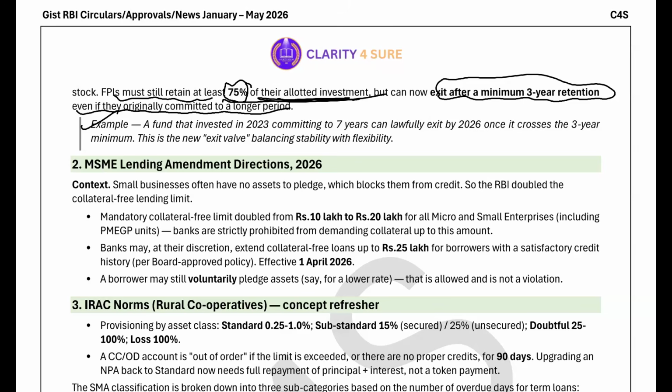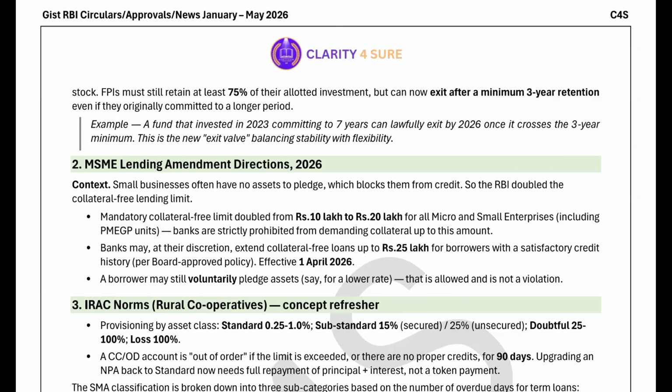If you will read the example, you will understand it clearly. A fund that invested in 2023, committing to 7 years, can lawfully exit by 2026 once it has crossed 3 years. This is only important point that you should understand under VRR auction. Is it clear? So this is first circular news which is important for February month.